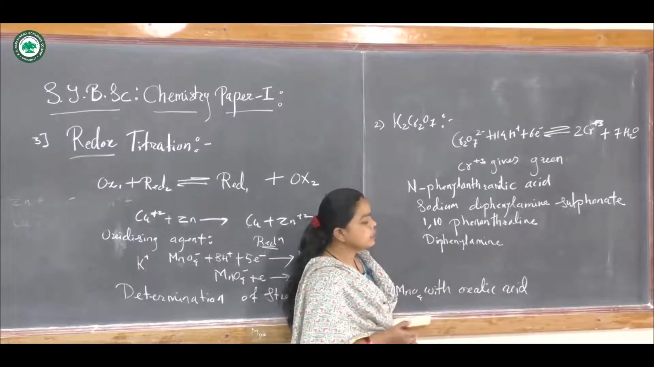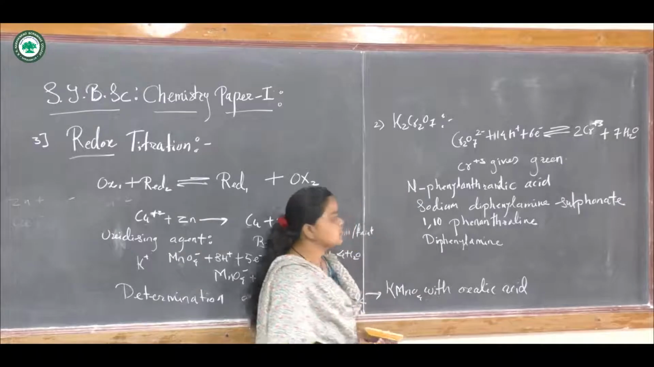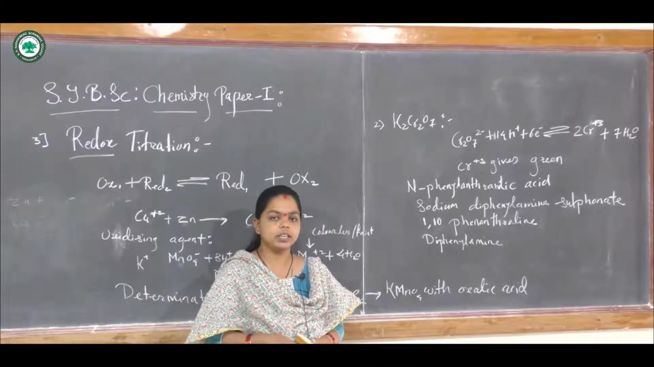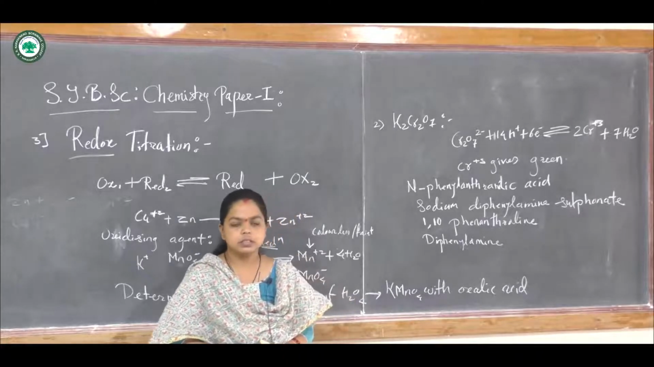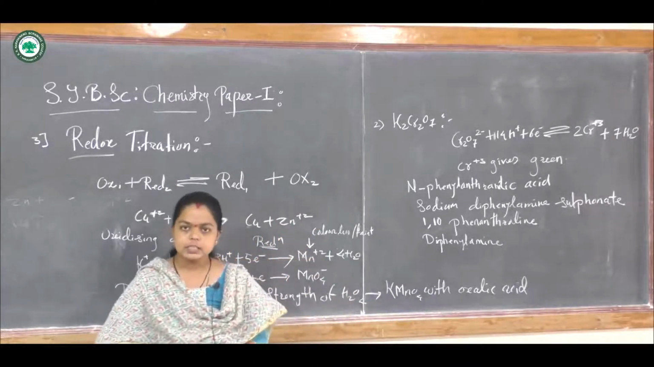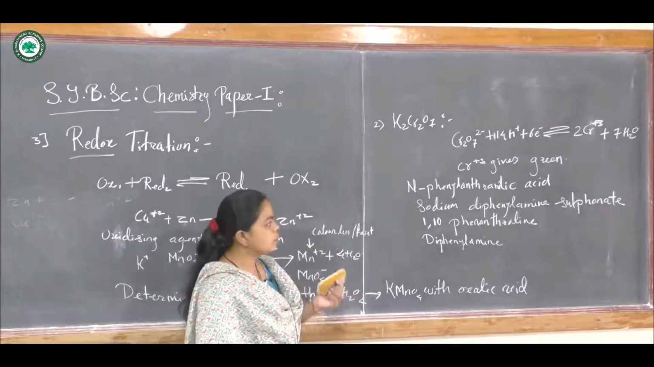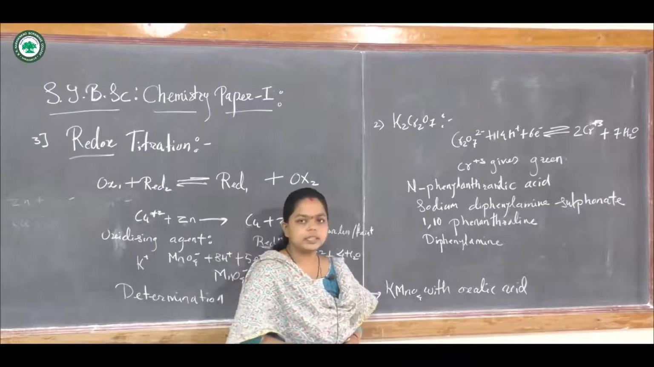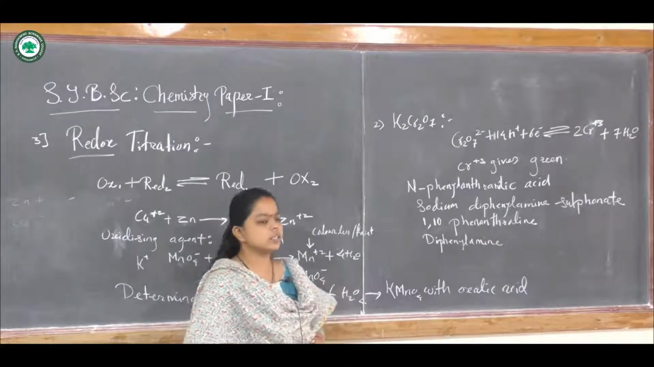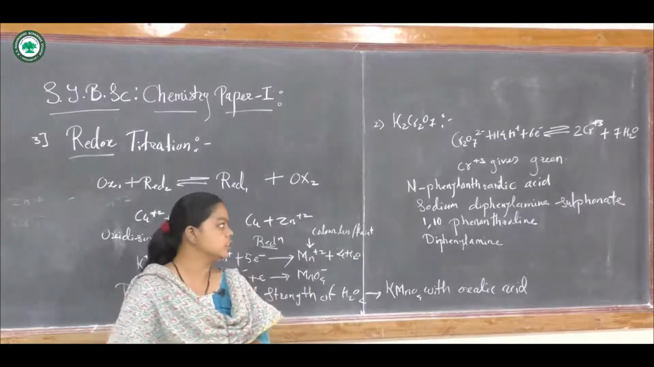So chromium, when it is present in the +3 oxidation state, it is stable and it will show the green color. So when we are titrating with potassium dichromate, it will act as the indicator, and the color change can be indicated by the stable oxidation state, that is +3, which shows the green color. So by using this compound, we can detect the end point of this titration.